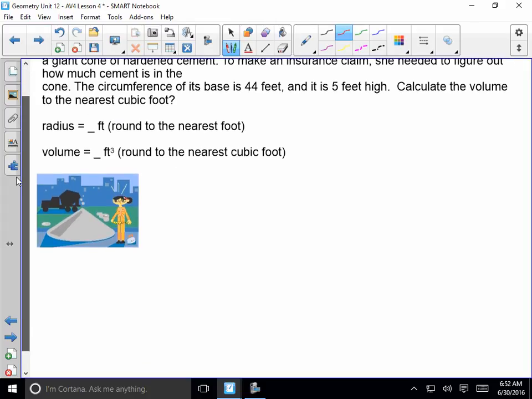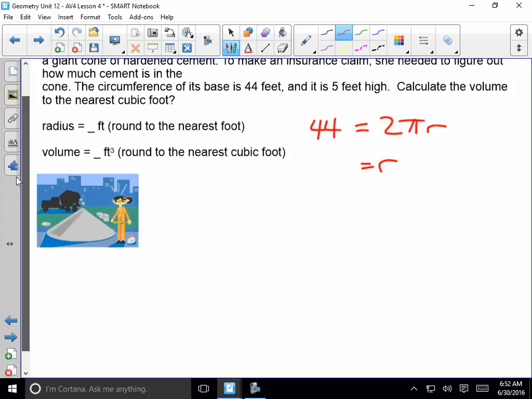So we have the circumference of the base. Once again, you can see we're going to have to find the radius first, and then once we find the radius, we can calculate the volume. We have a circumference of 44 feet. That is 2 pi r. So we're going to divide both sides by, remember, parentheses 2 pi. That's an important part. Or what you can do is do 44 divided by 2 to get 22, and then do 22 divided by pi. That is a secondary option.